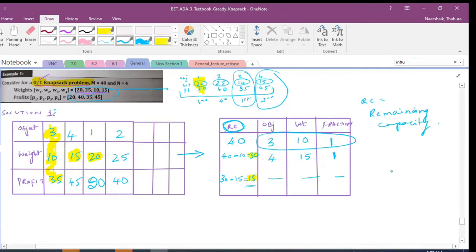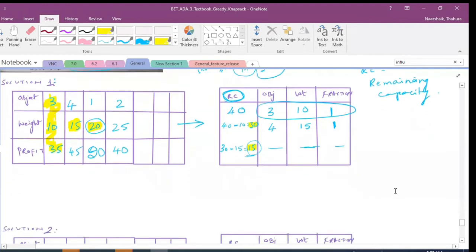We stop here. So your 0, 1 knapsack is very easy. If it is normal knapsack, what we had to do? We had to take this fraction. So we'll say, okay, 15 divided by this capacity. Right? But because it is 0, 1 knapsack, we stop here.